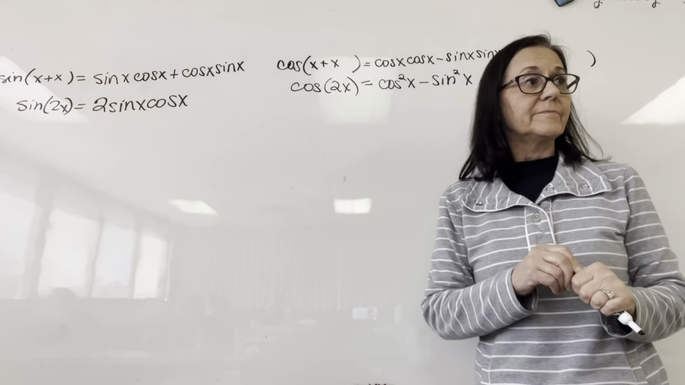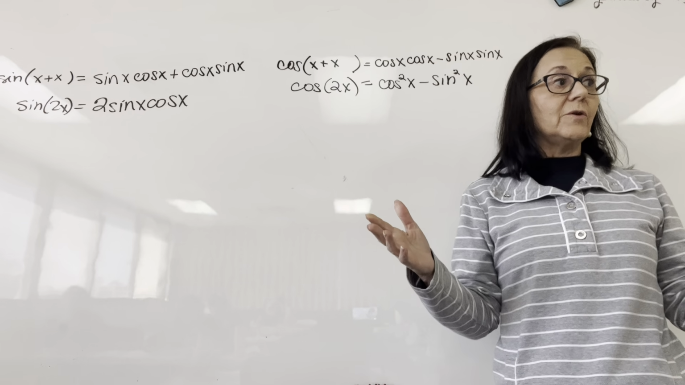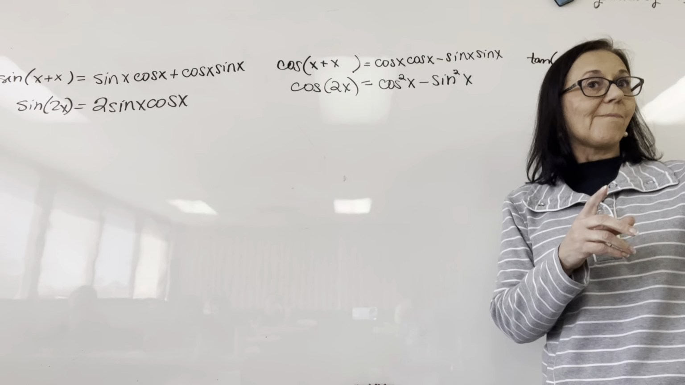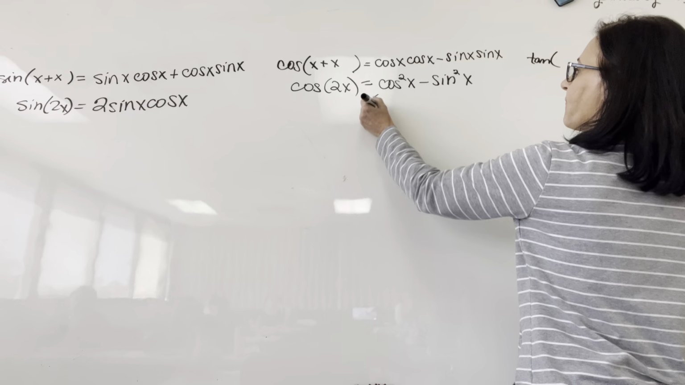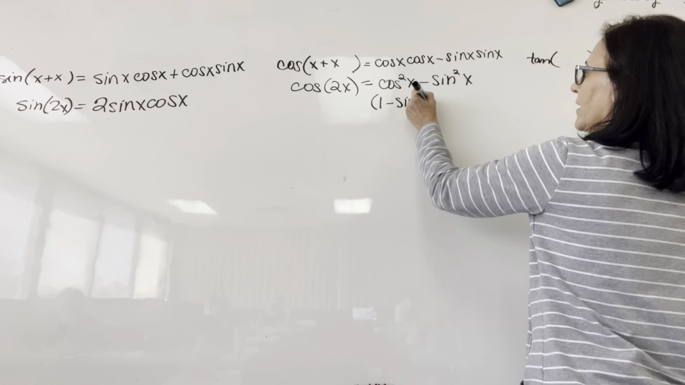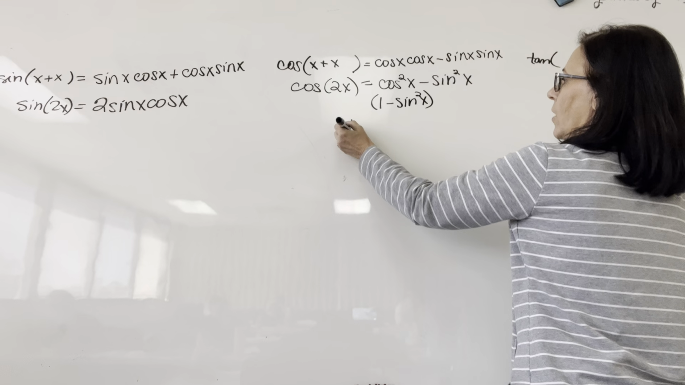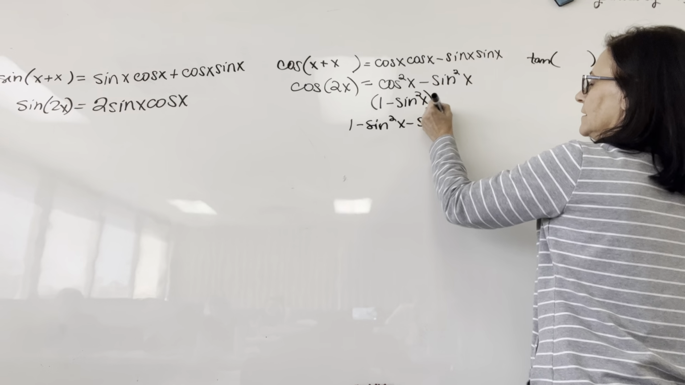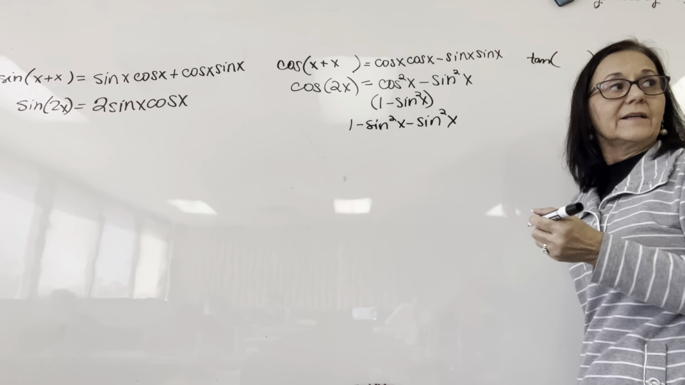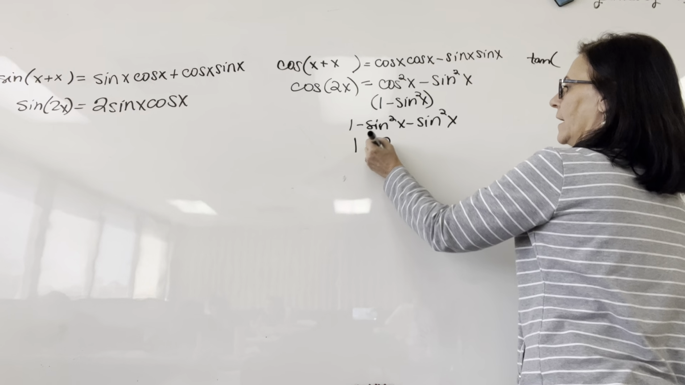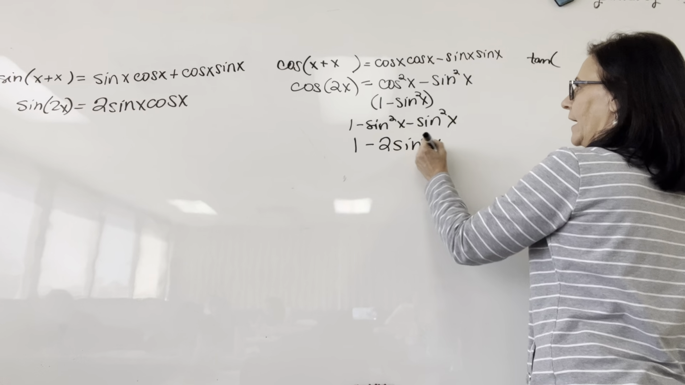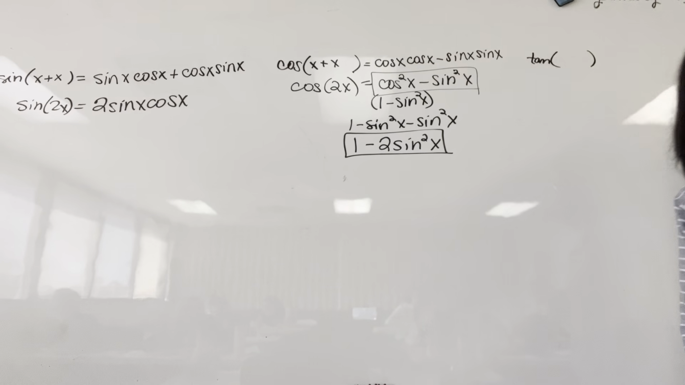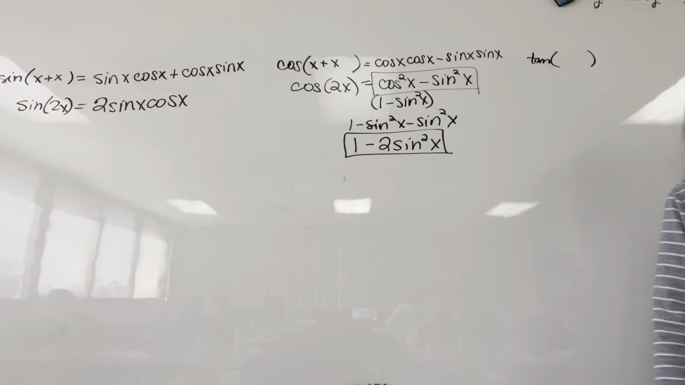We get other ones by substituting what we know. What do we know for the cosine? What could we substitute in for the cosine squared? 1 minus sine squared x. So that would be 1 minus sine squared x minus sine squared x. We have two like terms. 1 minus 2 of them, sine squared x. So that's another one for the cosine. Depends on what we want to substitute in.